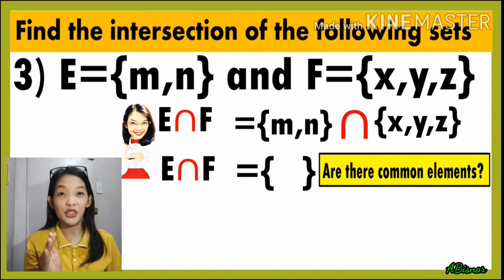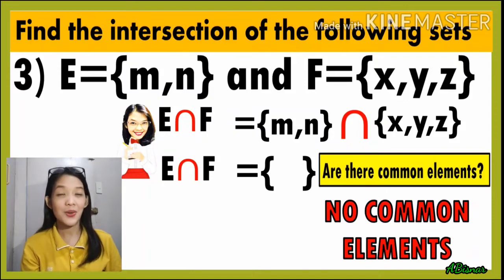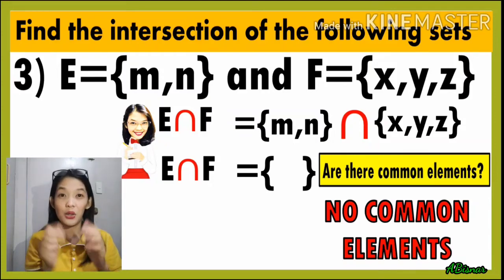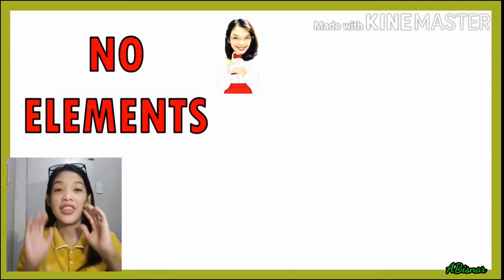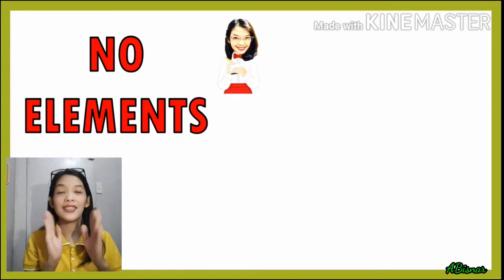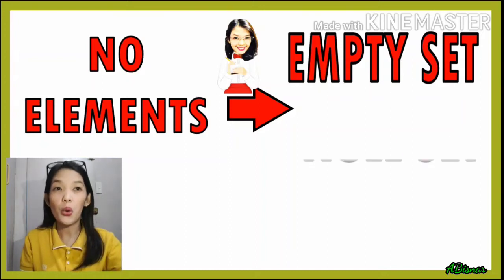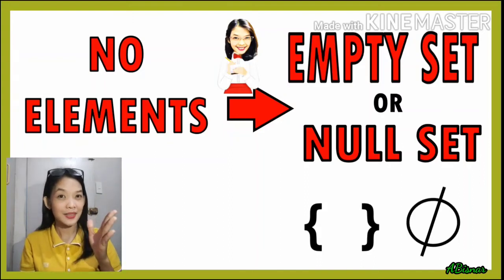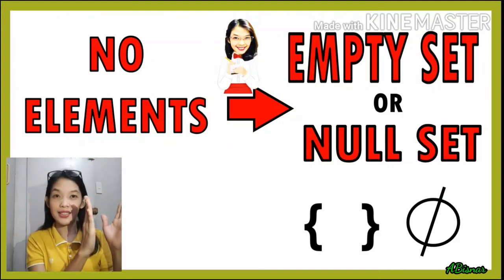As you observe, there are no elements inside the braces. Why is it so? It is because there are no common elements between the two sets. In Tagalog, there is nothing the same in E and in F. Now, if there are no common elements, it means that there are no elements. And if there are no elements, then it will be an empty set or null set. And the symbol for this will be like this. So again, if there are no elements, then it is also known as an empty set or null set.